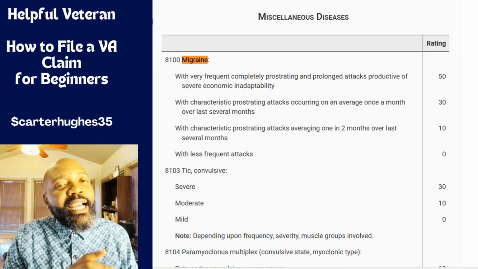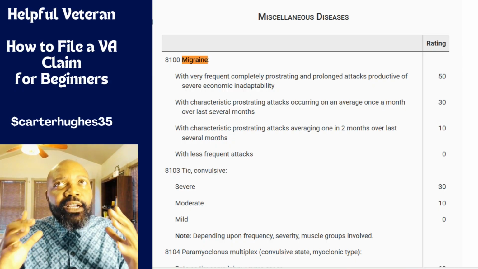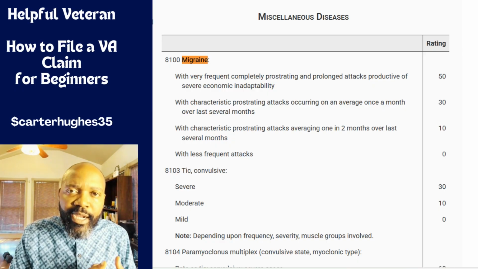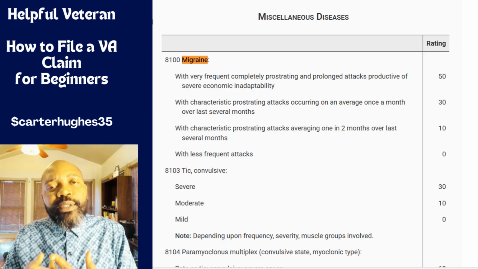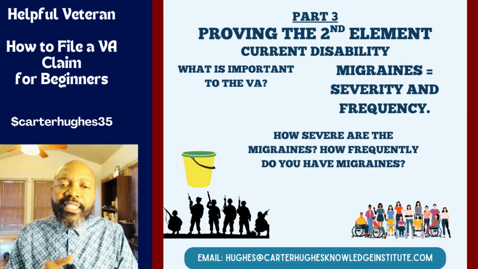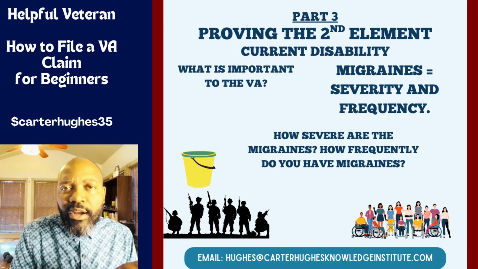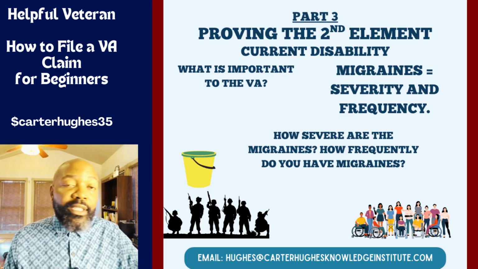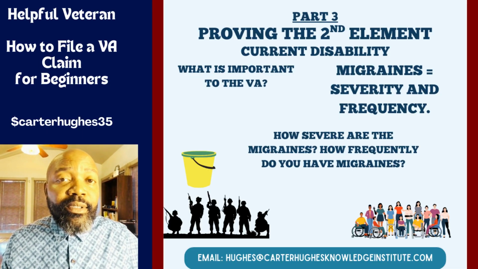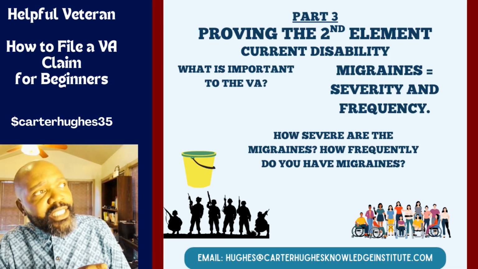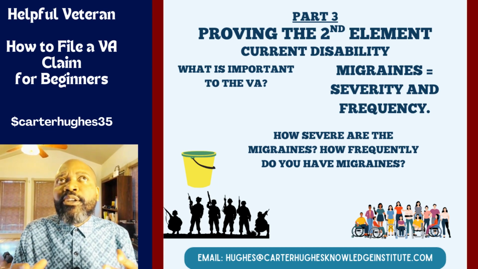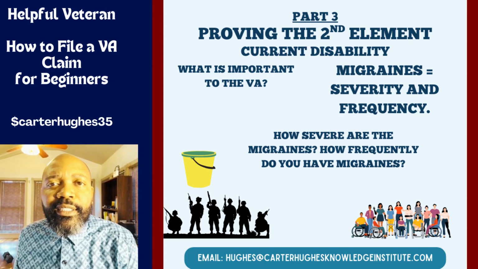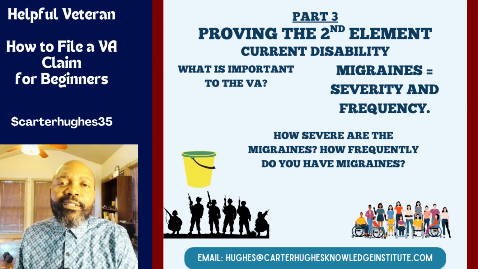So as I read that, what stands out to me is they're talking about severity of the migraines and they're talking about frequency of the migraines. That's how they rate it. How severe are they? How frequently do you have them? Right? But we don't know this unless we look at the rating schedule. Look at the rating schedule, try to get an understanding. I know for hypertension, it's like blood pressure readings, right? Systolic and diastolic pressure.